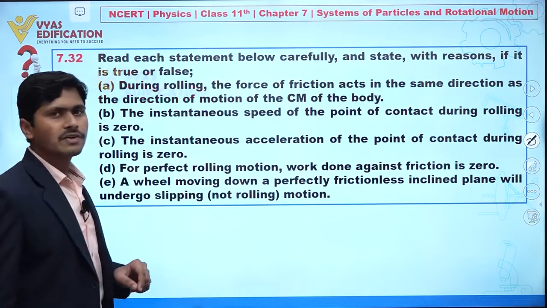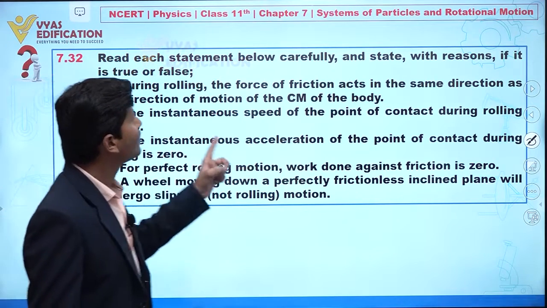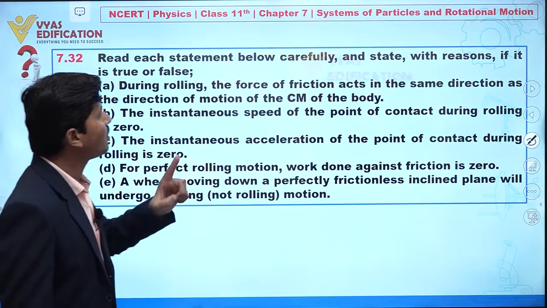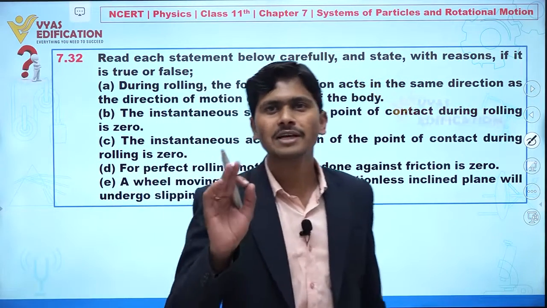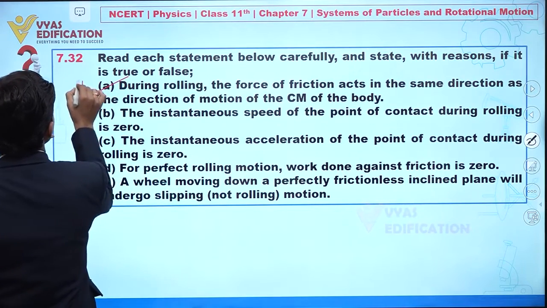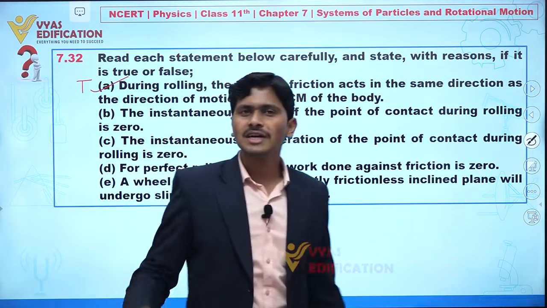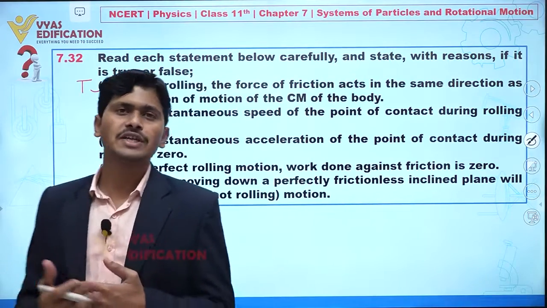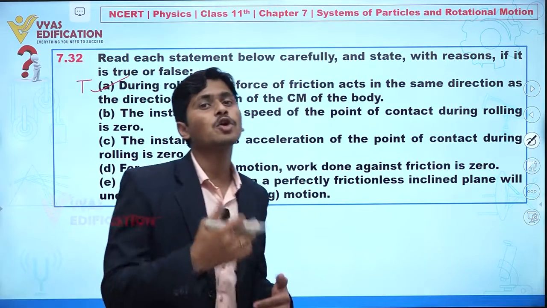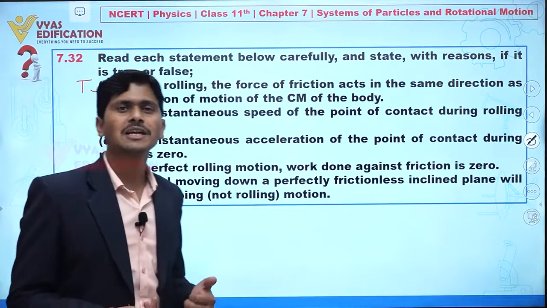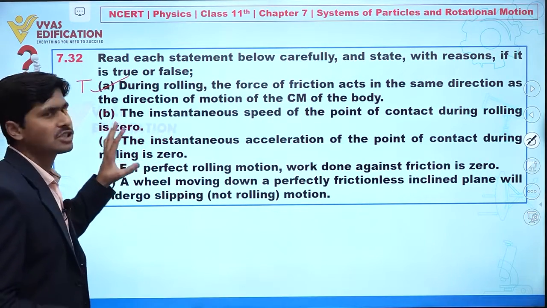In this question, part A is given: during rolling, the force of friction acts in the same direction as the direction of motion of the center of mass of a body. Perfectly true. Clear? It is given during rolling, so I can say this statement is true. Because what is the work of this friction? The purpose of friction is to bring the body into a pure rolling condition. As the pure rolling condition is achieved, the friction force automatically becomes zero. It means we can say this statement is true.